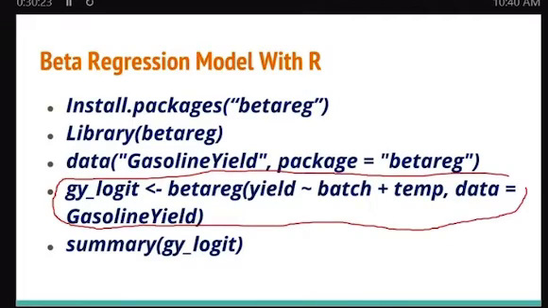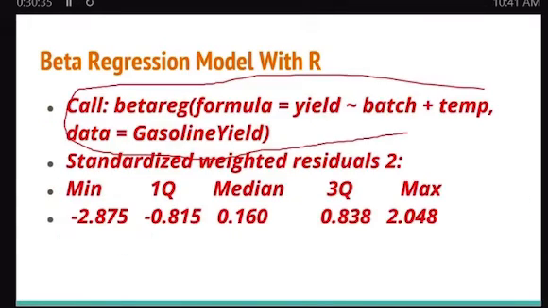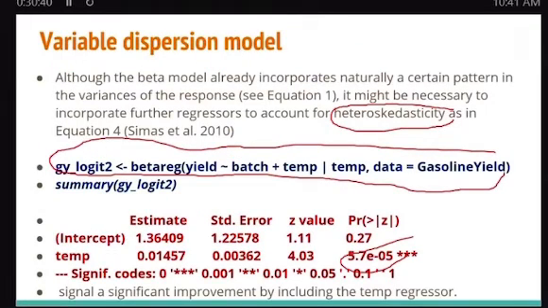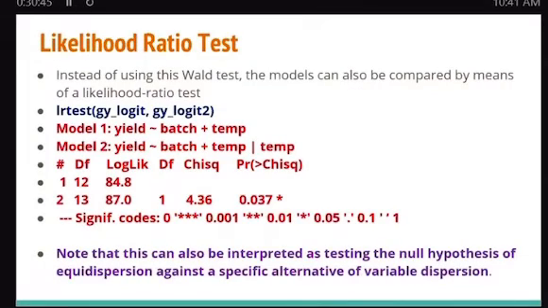we are not considering any variable as a dispersion variable. This is just the conventional beta regression model. And I call it dy logit, and the second one dy logit 2. If I really want to know, can we have a way to compare the two models at the same time?